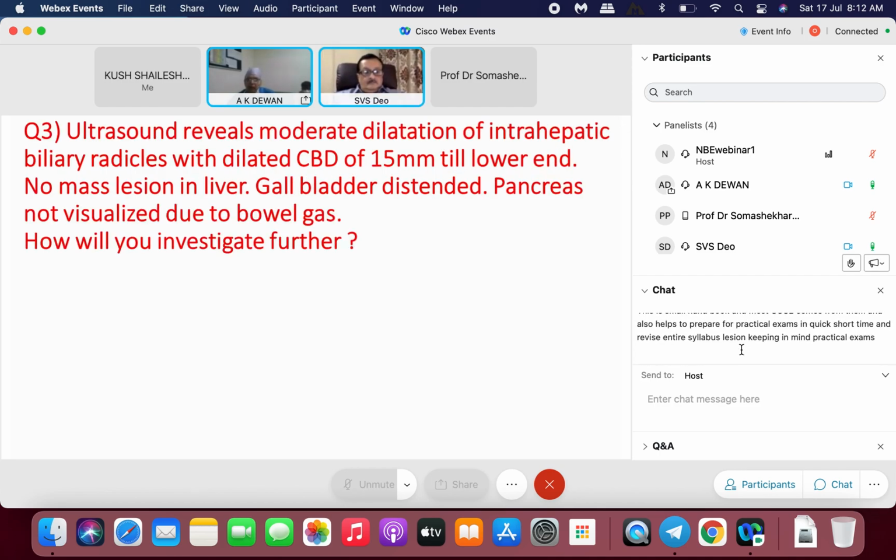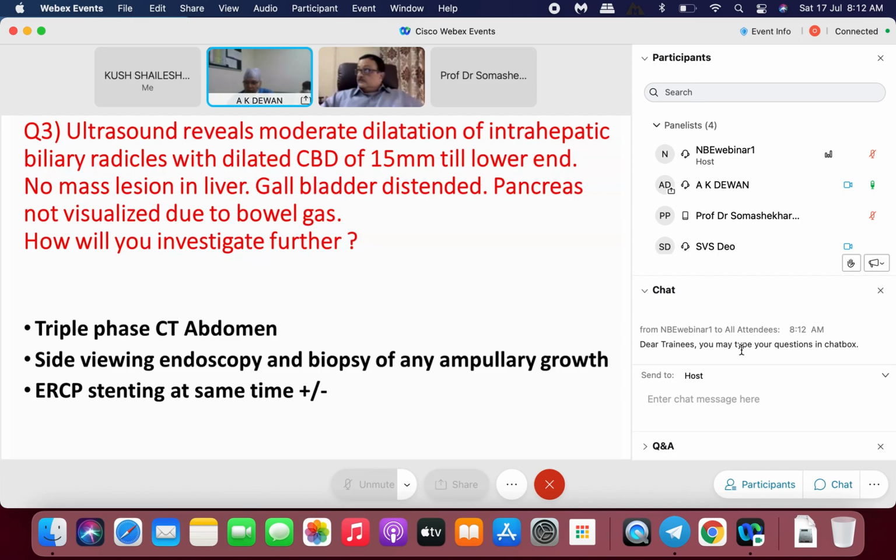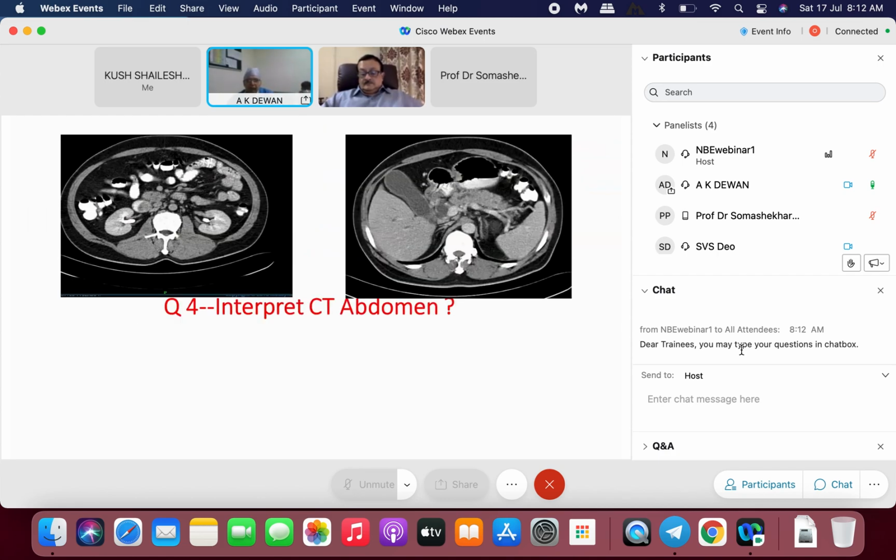Ultrasound reveals moderate dilatation of intrahepatic ducts. So that is how they'll give you the ultrasound findings. They'll say, how will you investigate further? You will do triple phase CT scan, side viewing endoscopy, biopsy of ampullary growth, ERCP stenting, plus minus. You can justify you will do or you will not do.